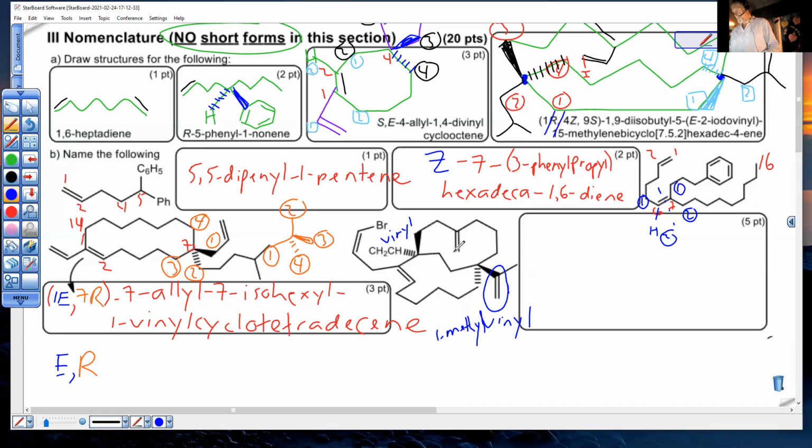And what else? We have a methylene. So which goes first, methyl vinyl or methylene? Methylene follows the word methyl, the prefix methyl with E. And this one is a bromoallyl. It's a 3 bromoallyl. It's a Z3 bromoallyl. That's going first. Z3 bromoallyl.